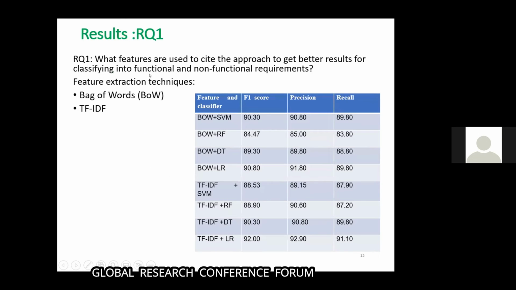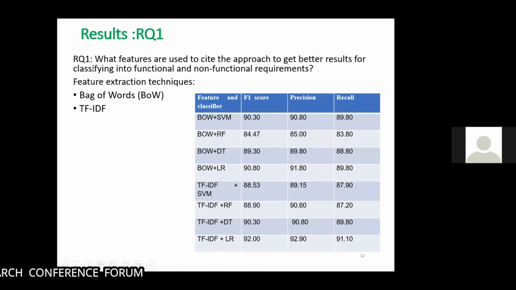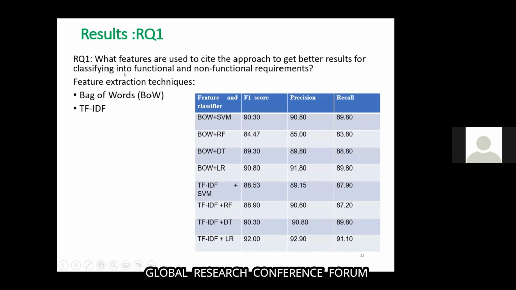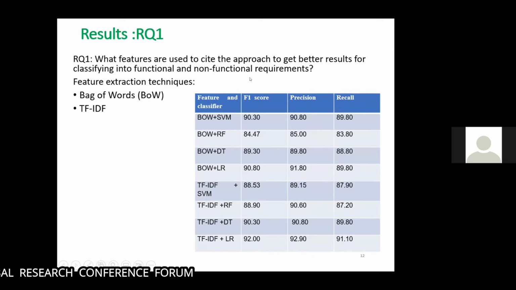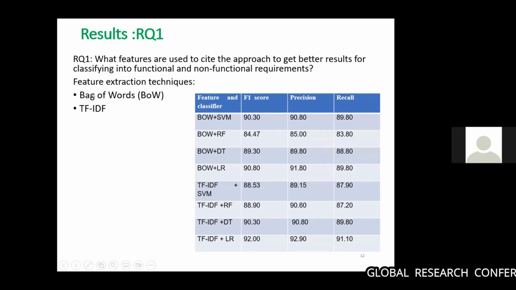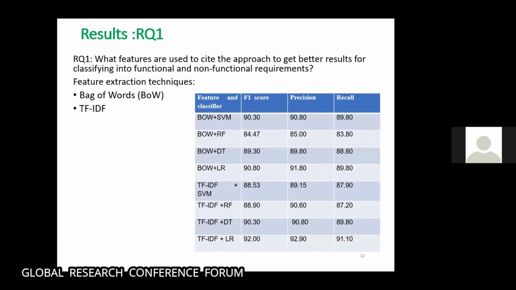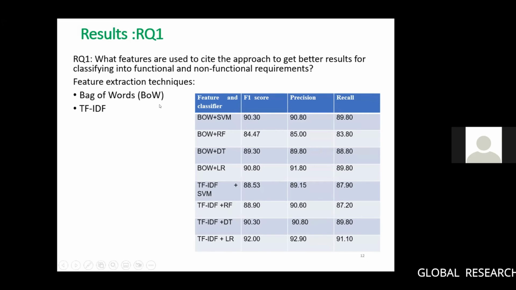So we are coming up with the results now, which answer our first research question: what features are to be used to get a better result for classifying FRs and NFRs? So these features are the BoW and TF-IDF. The bag-of-words model is perhaps one of the simplest yet most powerful techniques to extract features from a text document. So we are going with this feature extraction technique.